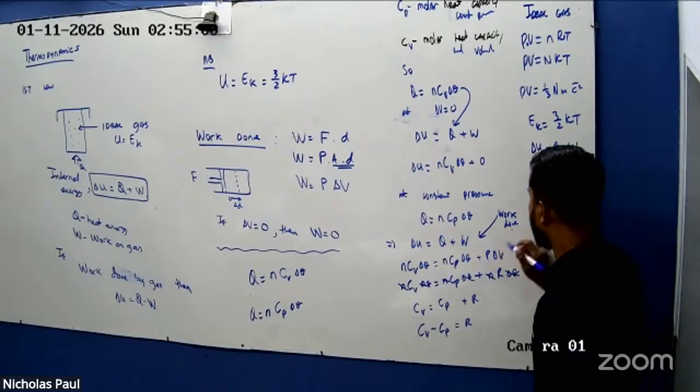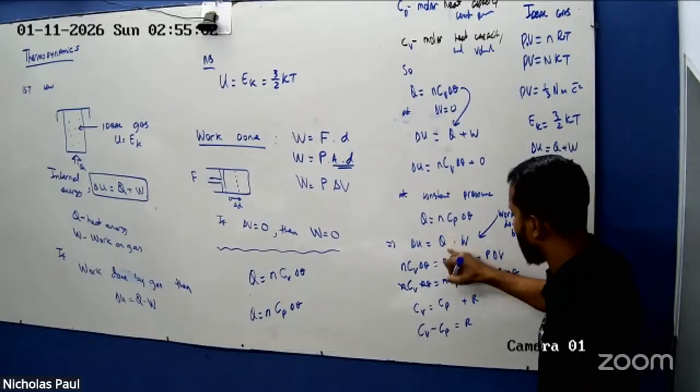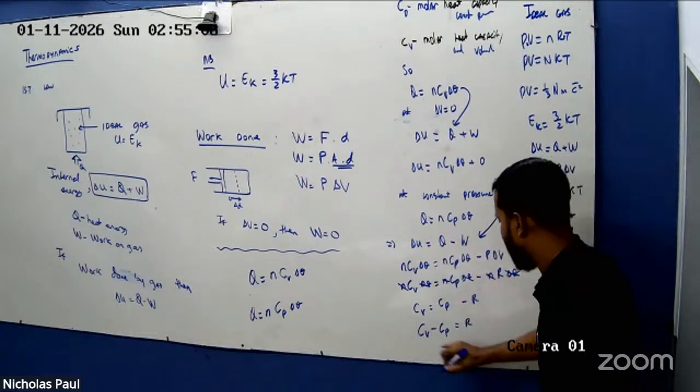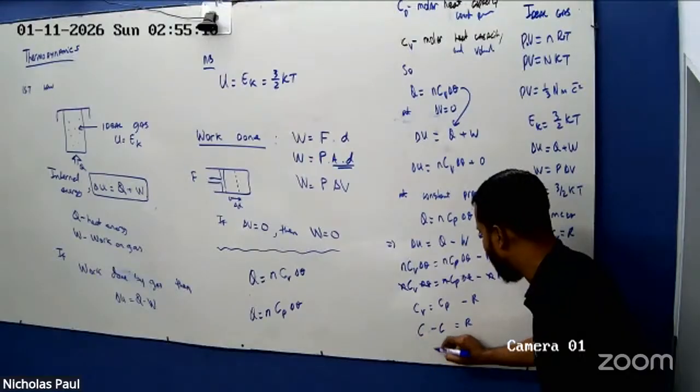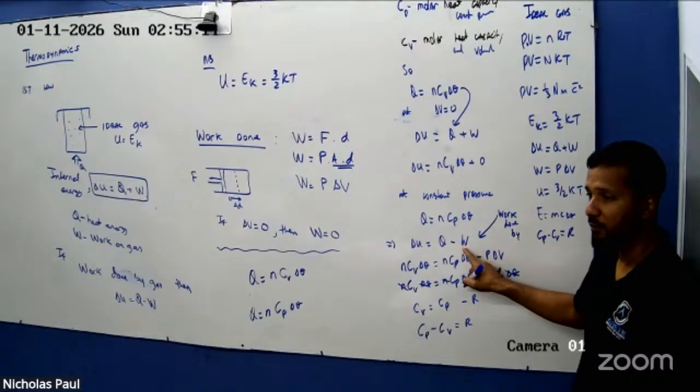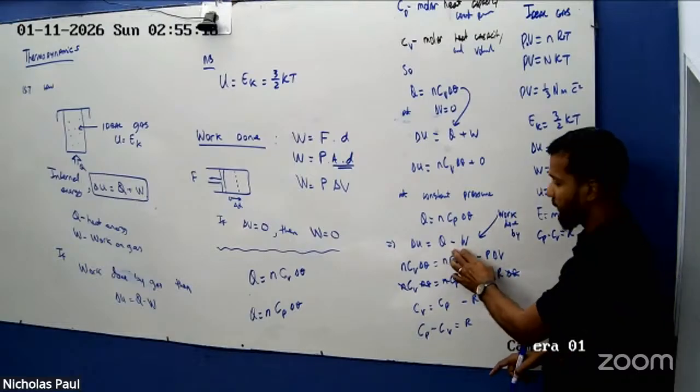Right? The one in the notes is right. So let's just change that. The one in the notes is right, so you just change the sign. Work done by the gas, right? So let's use the one in the notes with the minus sign.